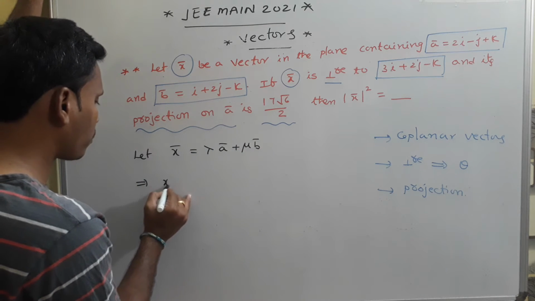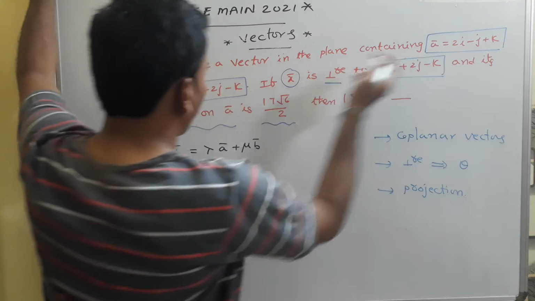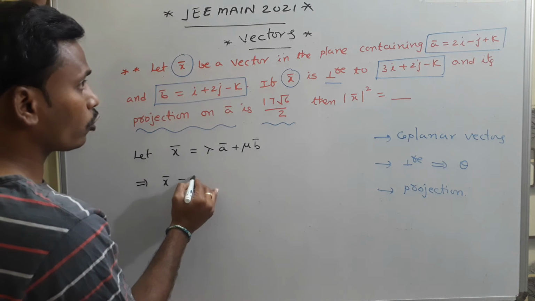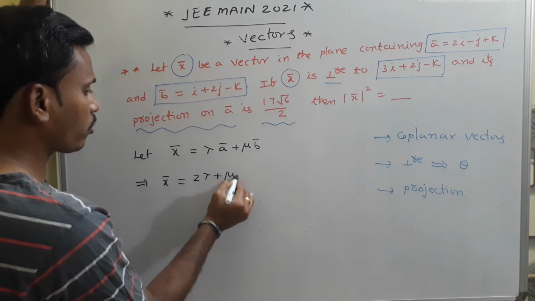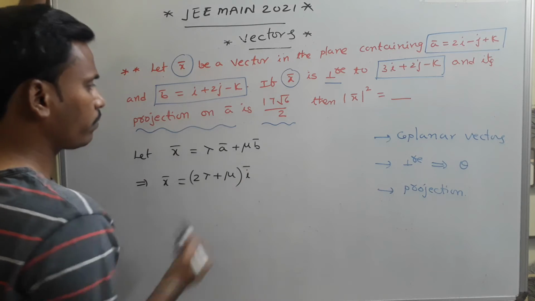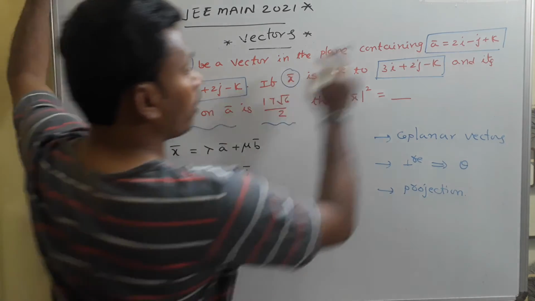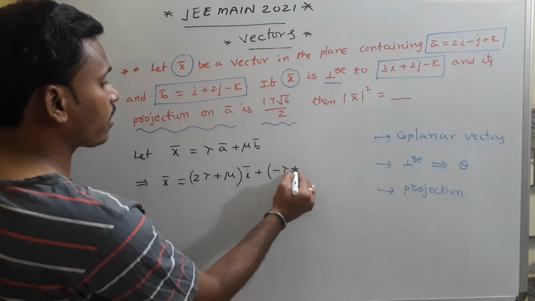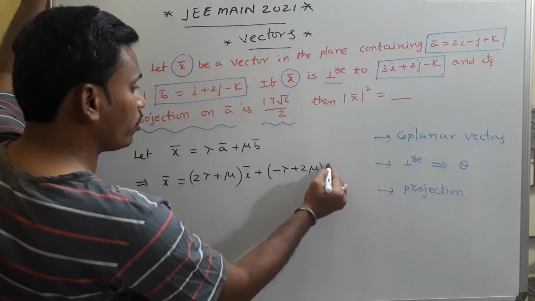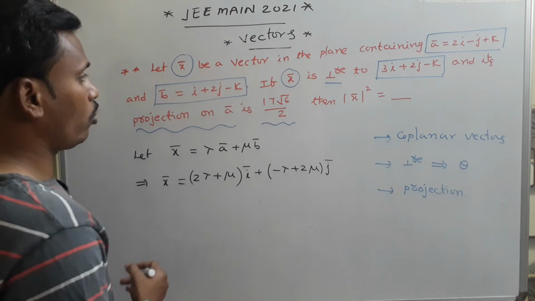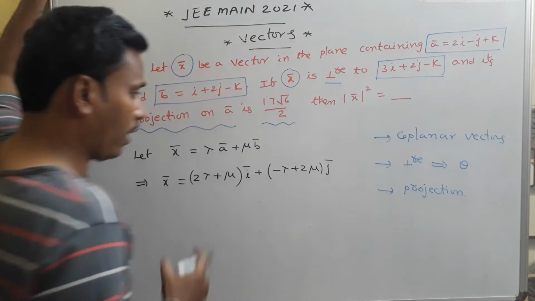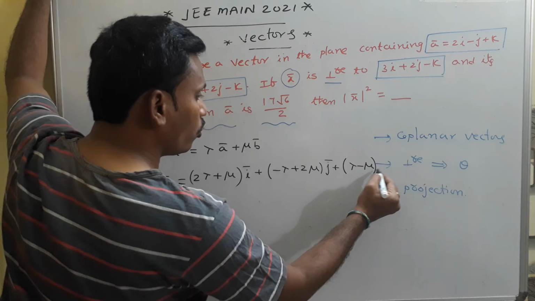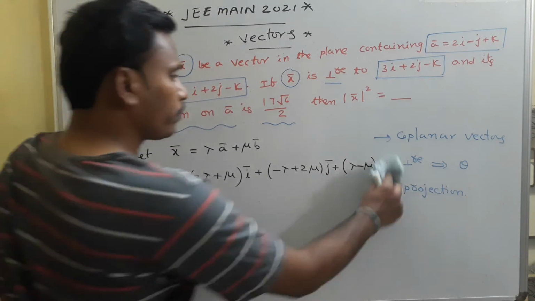So how to write this x bar? See, lambda into this a bar and then mu into b bar. I will write it directly: lambda into 2 and then mu, so 2 lambda plus mu is the i bar coefficient. Next, coming to the j bar, lambda into minus 1 plus mu into 2, so minus lambda plus 2 mu is the j bar coefficient. And the next is the k bar coefficient, lambda into 1 and mu into minus 1, so lambda minus mu into k bar. I am erasing this.